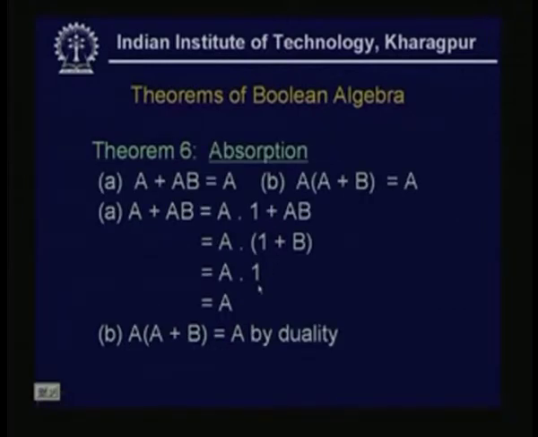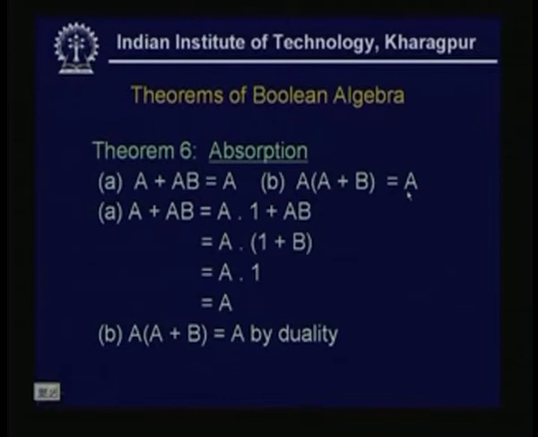Now, theorem 6 is the absorption, that A plus AB equal to A, and A dot A plus B equal to A.